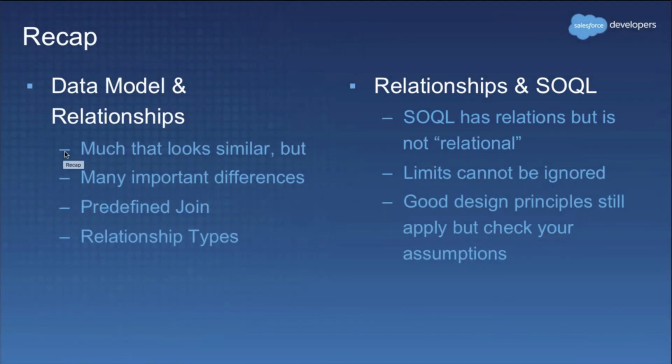Cool. So let's do a quick recap and then let's move on. I'm sure we have lots and lots of questions. We're doing great for time. So first of all, data model and relationships. Yeah, it looks like a relational database. It's actually not a relational database. We have this multi-tenant architecture. We have these predefined joins, and then these relationship types we have to think of.